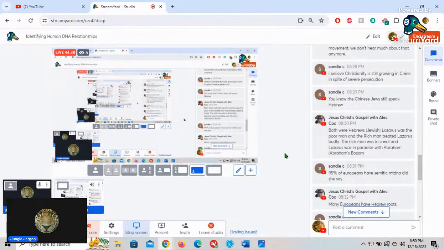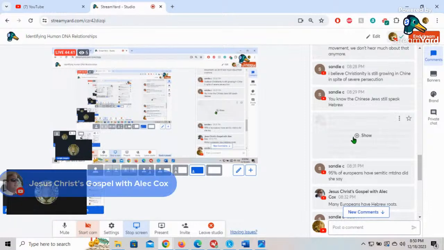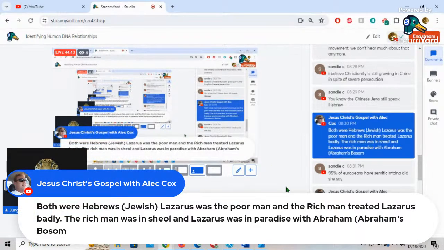Let's see. Both Hebrews, Jewish Lazarus was poor, and a rich man treated Lazarus badly. The rich man is also in Sheol. Lazarus was in paradise with Abraham's bosom.